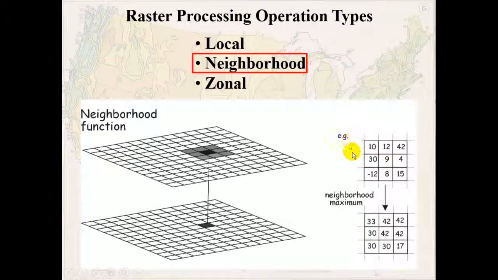When my neighborhood overlaps, let's say it goes out this way, then my focal cell is off the page. Here's when my neighborhood is like this. What's the maximum? The maximum is 30. So you can see how these things would work.